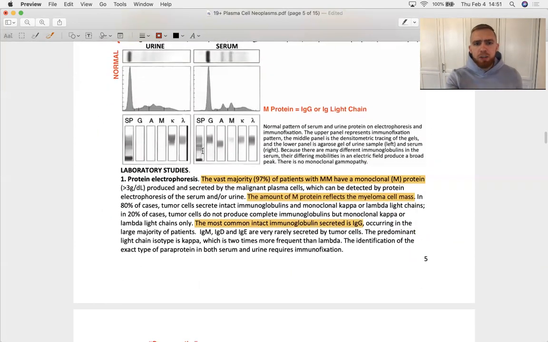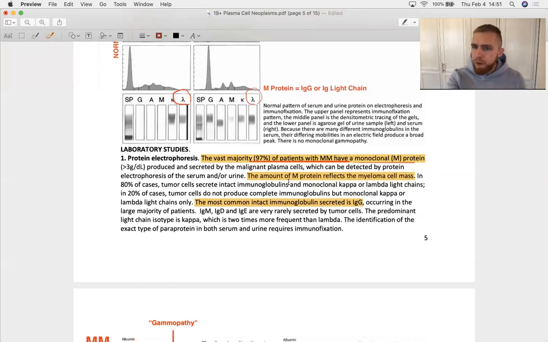Here is a picture of a normal serum protein electrophoresis. Notice that there is no spike in the gamma region. Okay, so if you had M protein inside the blood, that's a monoclonal protein. And 97% of patients with multiple myeloma have this M protein inside their blood. And the amount of M protein in the blood is proportionate to the cell mass of the tumor.